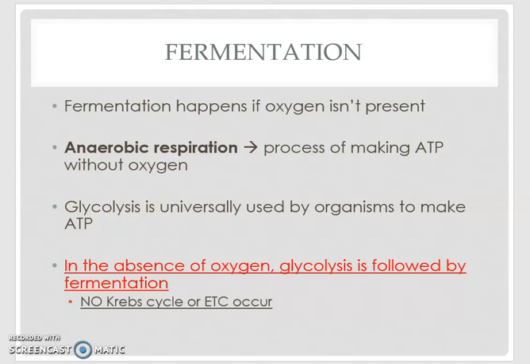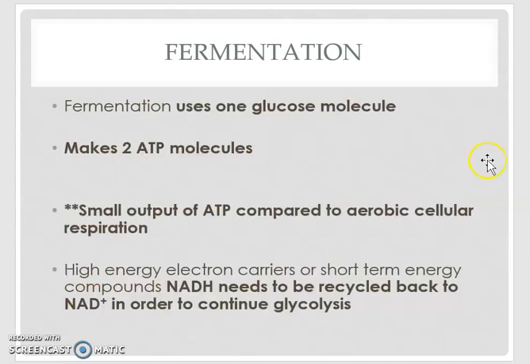Glycolysis is used universally by organisms to make ATP. In the absence of oxygen, glycolysis will be followed by fermentation, rather than being followed by the Krebs cycle or the electron transport chain. In fermentation, we use one glucose molecule to make 2 ATP molecules. This is a really small output of ATP compared to aerobic cellular respiration.